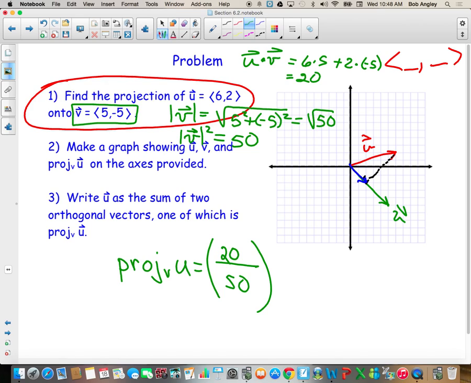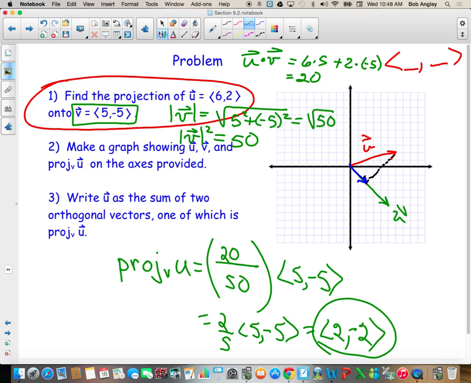And now we're supposed to put right here the vector V, which is the 5, negative 5, okay? Now, this part right here just becomes 2/5, and then if we scalar multiply here, 2/5 times 5 is 2, and 2/5 times negative 5 is negative 2. And so notice that we get this nice, beautiful, integer valued answer. Okay? Now, if you look at this thing in blue here, there's 1, negative 1, here's 2, negative 2. All right? And so it agrees with that.